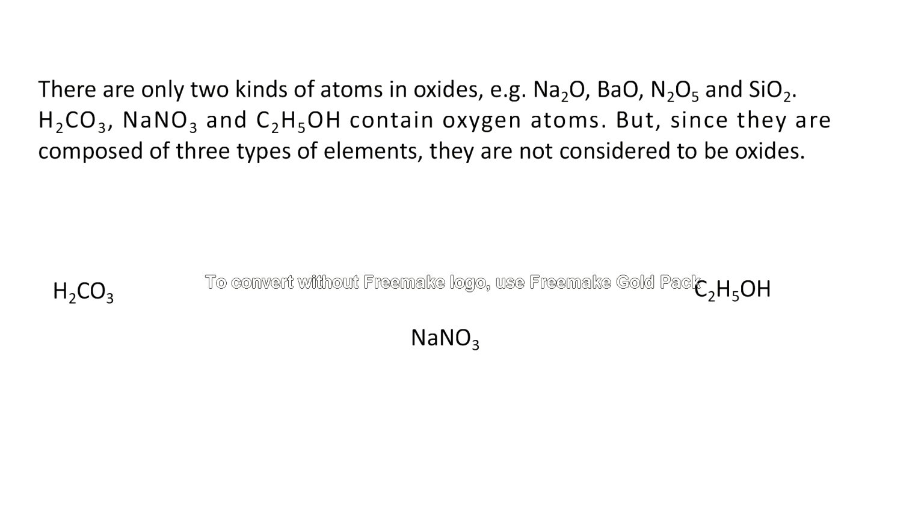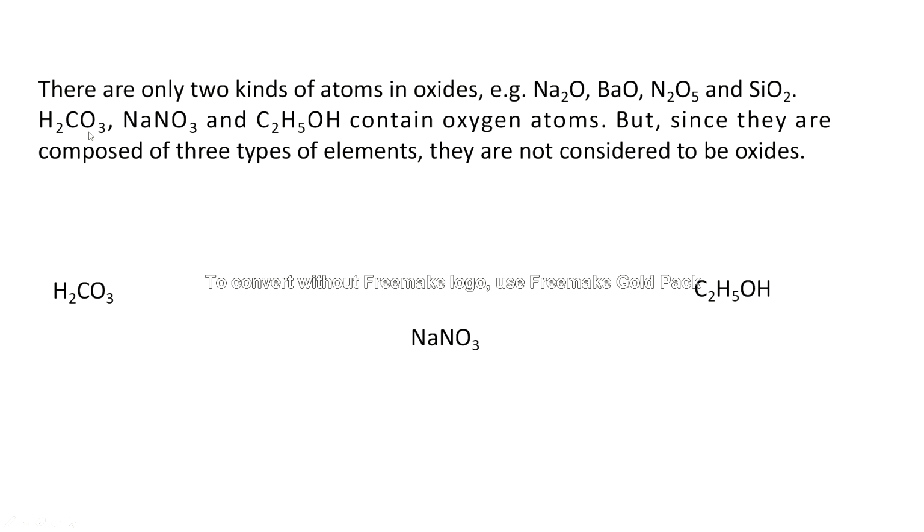There are only two kinds of atoms in oxides. We are not talking about the quantity, but the type of atoms. For example, here we only have sodium and oxygen. There is no third element, no third different type of element. Here we have barium and oxygen, nitrogen and oxygen, and silicon and oxygen.